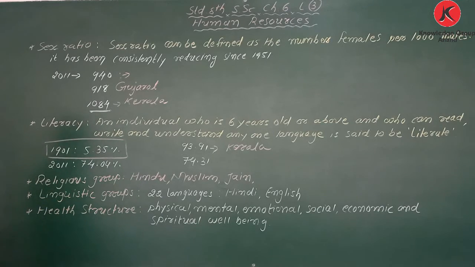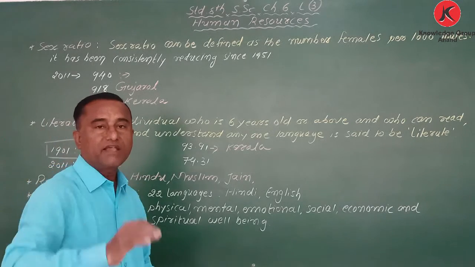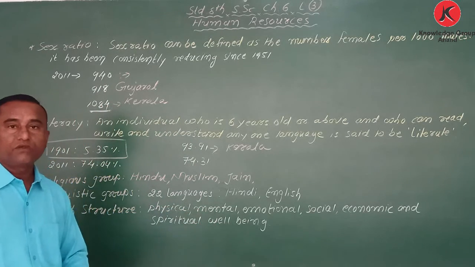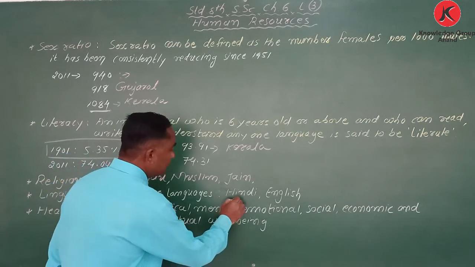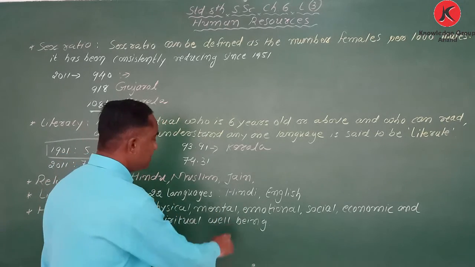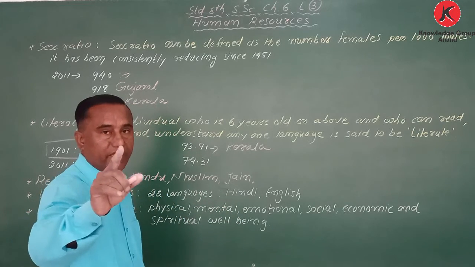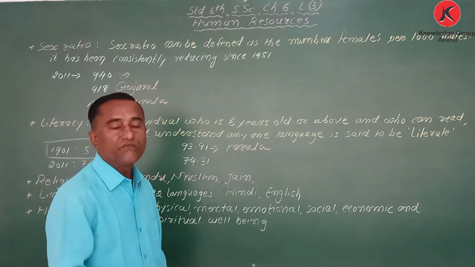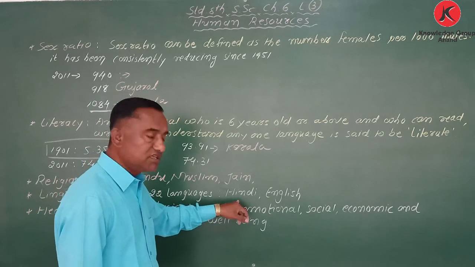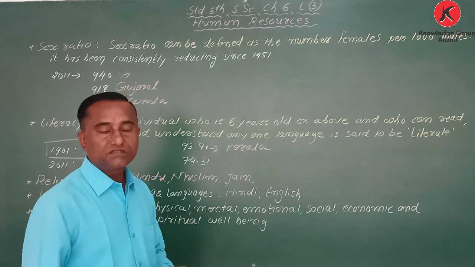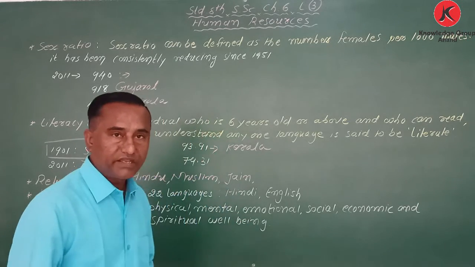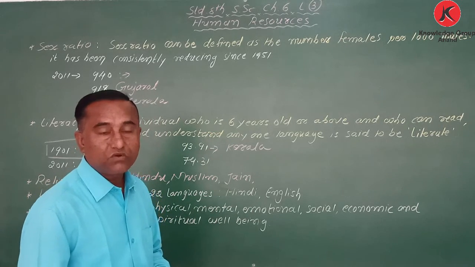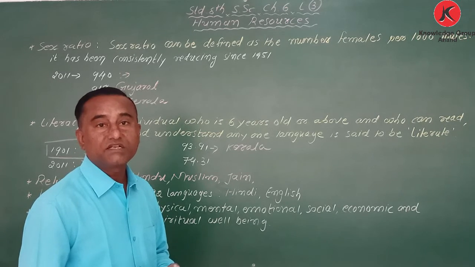When we consider the linguistic group, India has accepted 22 languages. How many languages are accepted? 22. And we consider Hindi our national language, but we have accepted Hindi and English, both languages, as official languages. Hindi is our national language, but at some places English is also taken. So on the basis of language, most of the states are formed.